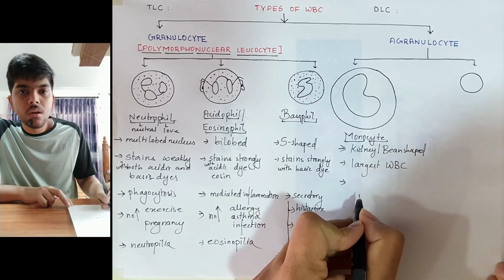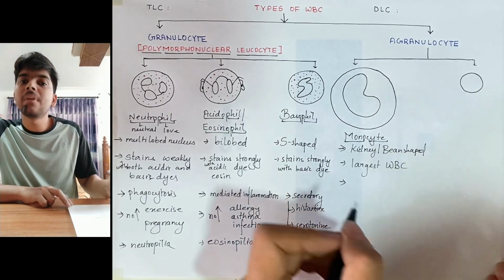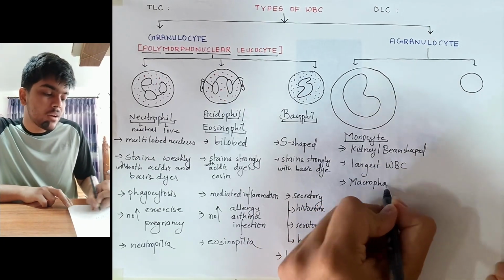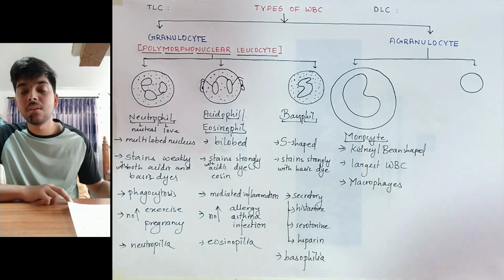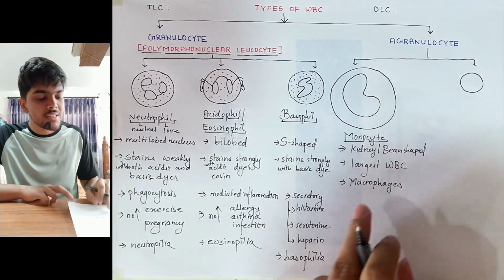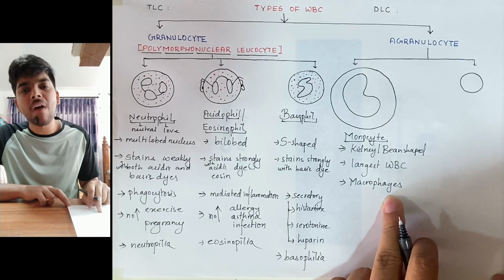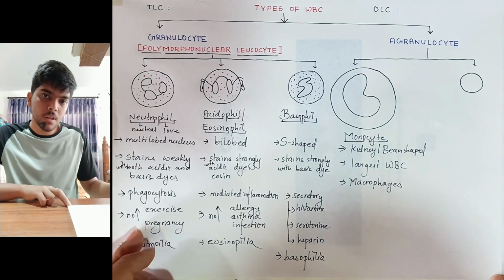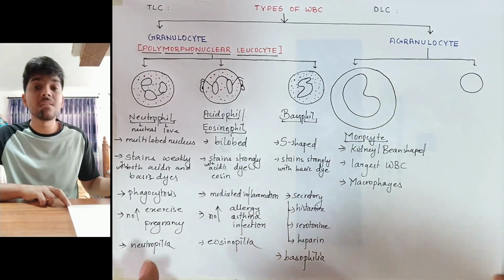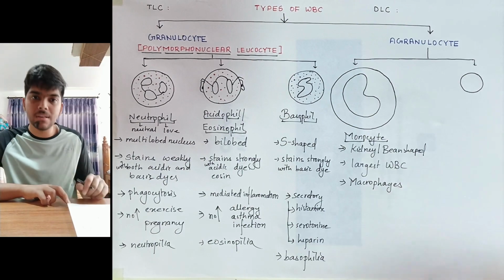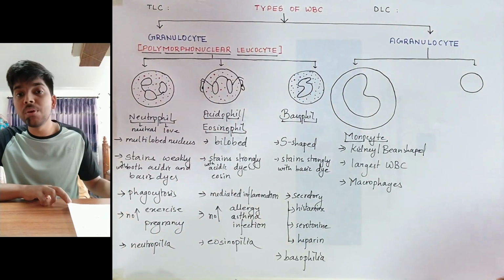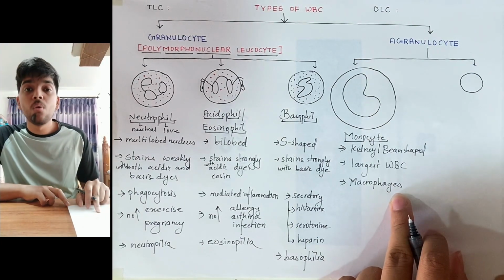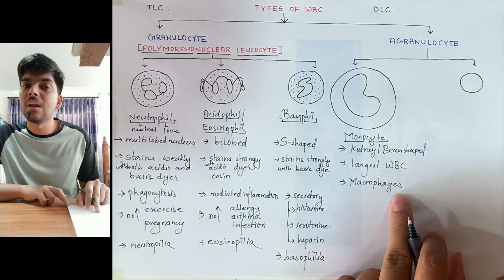What's the function of monocyte? Monocytes differentiate and form macrophages. What are macrophages? Macro means large, phage means that shows phagocytosis. So these are nothing but very large phagocytic cells. They do the same function as neutrophils. But neutrophils are the soldiers that are first sent during infection. When neutrophils can't do their job, then the second soldiers, which are the macrophages, are sent, which are much stronger and much larger.